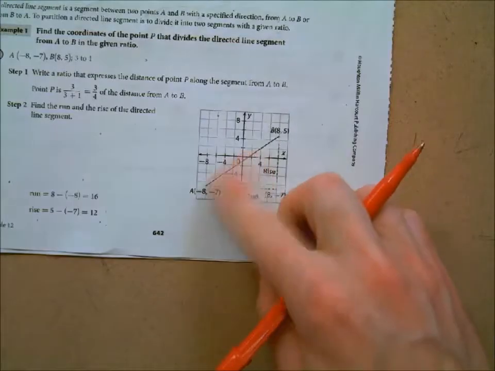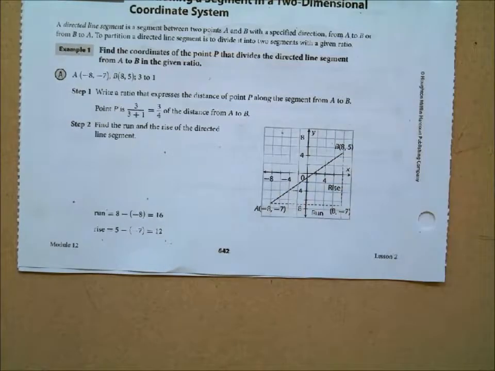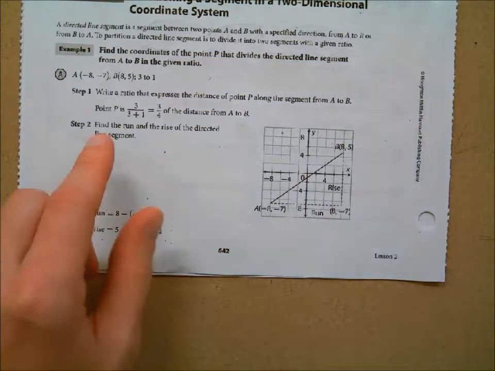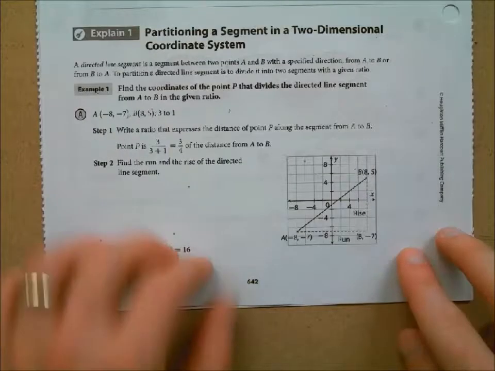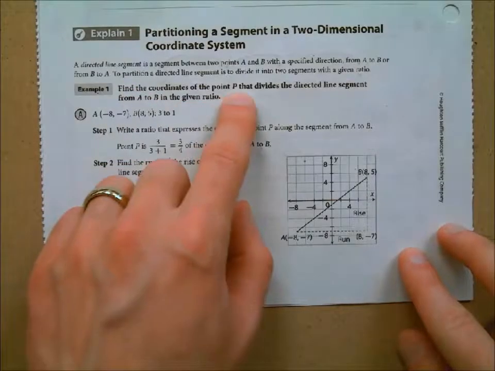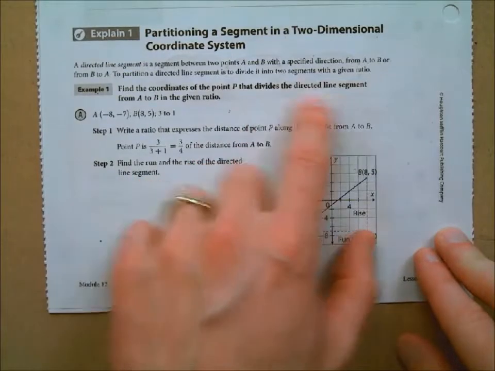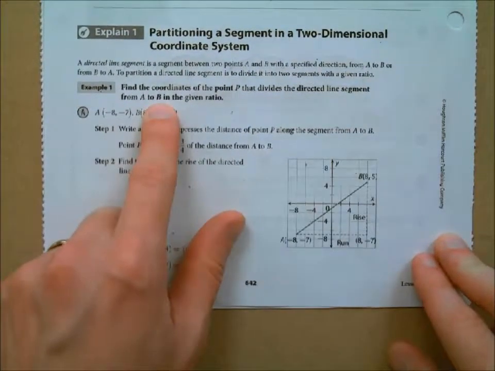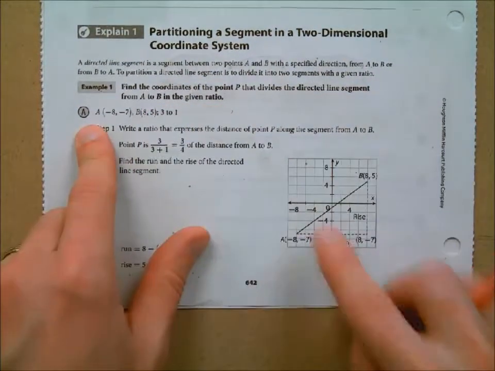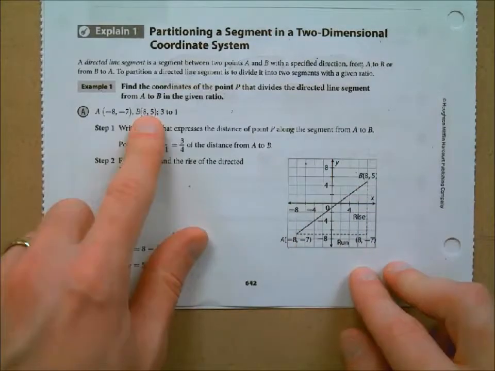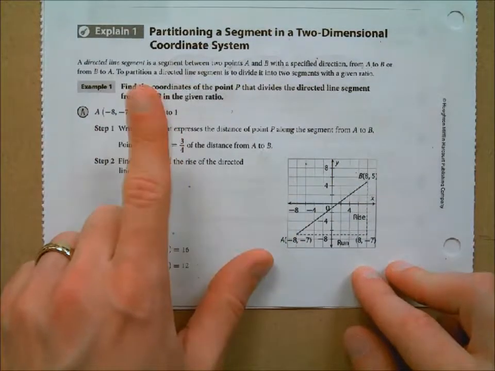Okay. So again, there's our line segment, AB, drawn right there for us. And the directions ask us to find the coordinates of the point P that divides the directed line segment from A to B in the given ratio. So again, A and B given to us there, and we want to divide that segment in a ratio of 3 parts to 1 part.